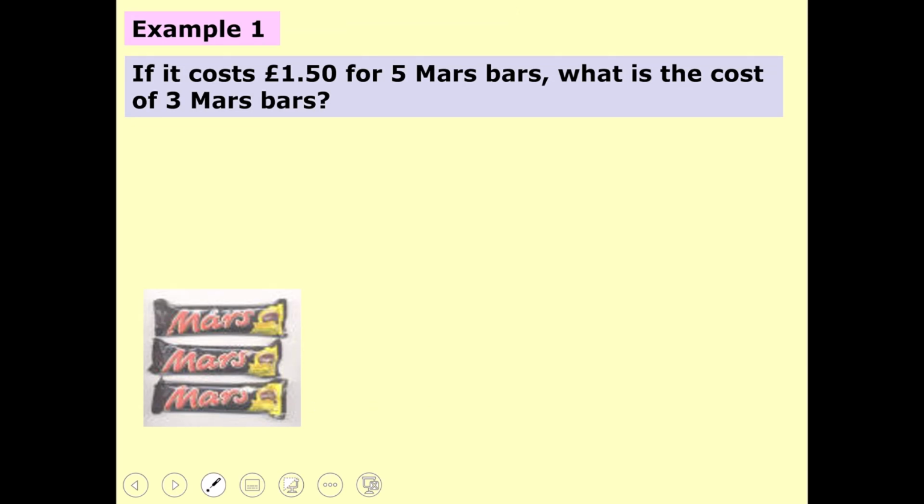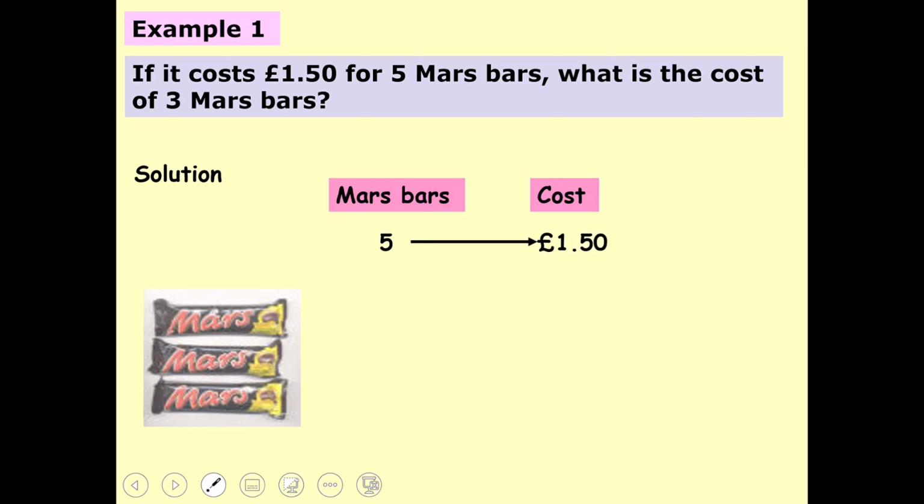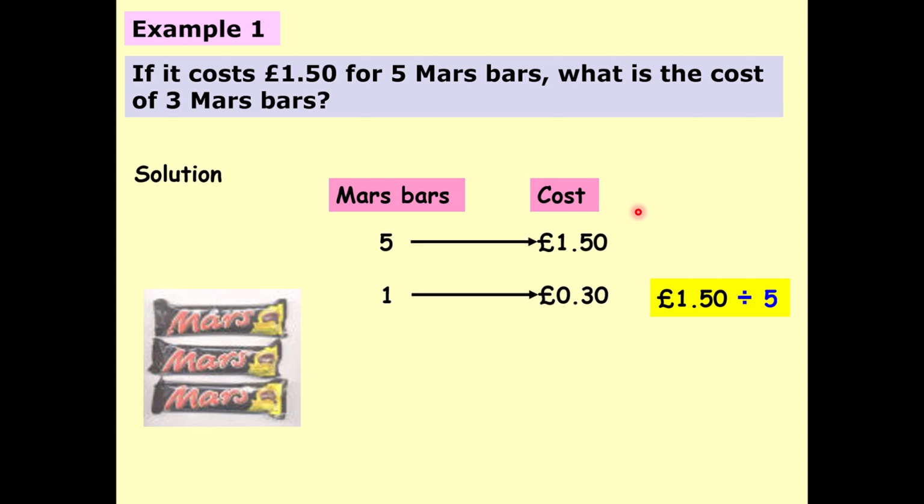Okay, so this first example: if it costs £1.50 for 5 Mars bars, what is the cost of 3 Mars bars? So we're going to start off by writing out what we know. We know that 5 Mars bars is equal to £1.50. We're going to use that unitary method to find out what 1 bar is worth. So to find that, if 5 is worth £1.50, we're going to divide by 5 to give us what 1 bar is worth. So we know each bar is worth 30 pence. And we're looking for 3 bars, so we're then going to times that 30 pence by 3. And that is our final answer here.